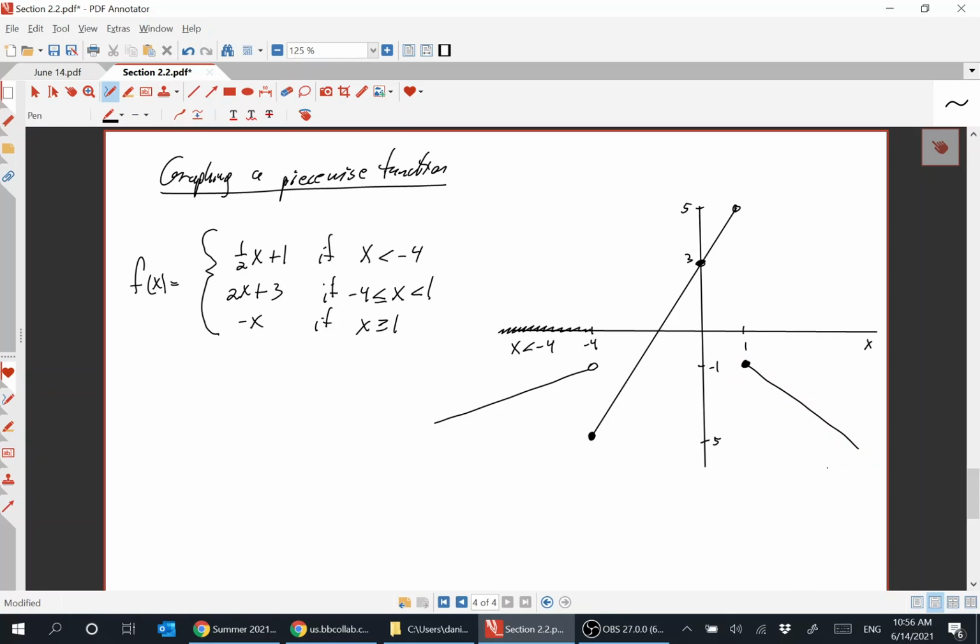Okay, so there's three pieces, 3 lines, so the domain was broken up into these 3 bits. x is less than -4, x is bigger than 1, and the ones in between. And each one uses 3 different lines, but we only graph pieces of that line, so what's left over passes the vertical line test. We'll do some more examples of these tomorrow.